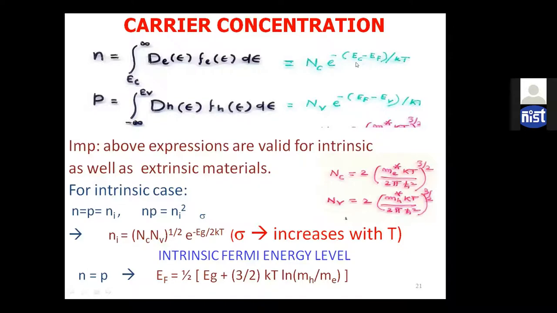We can modulate the Fermi energy by doping. If you increase doping, then EC minus EF gradually decreases. If this factor decreases, this total will be increased. That means carrier concentration increases. So this N depends upon how many electrons there are, which depends upon the effective mass, the temperature, as well as the doping concentration. If you increase doping concentration, automatically the carrier concentration increases.